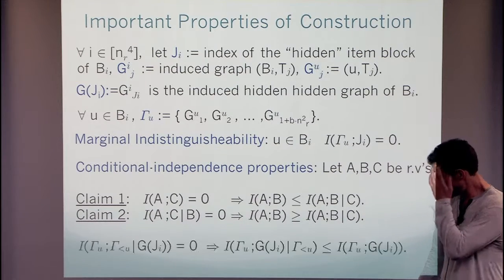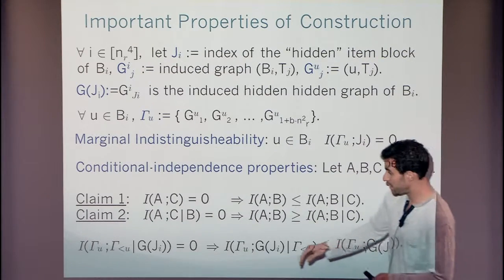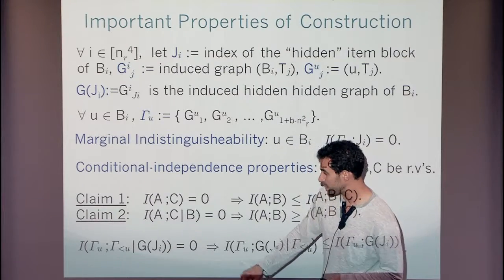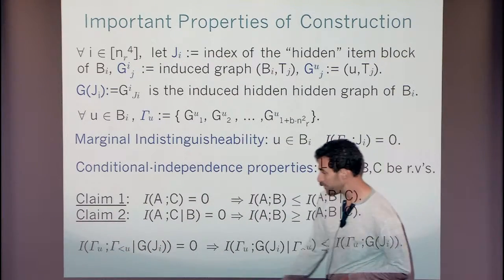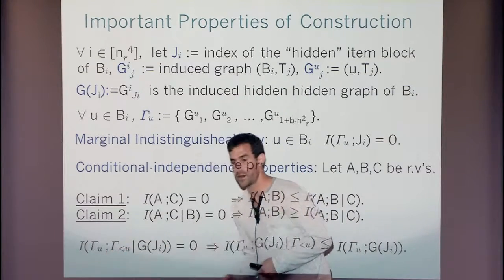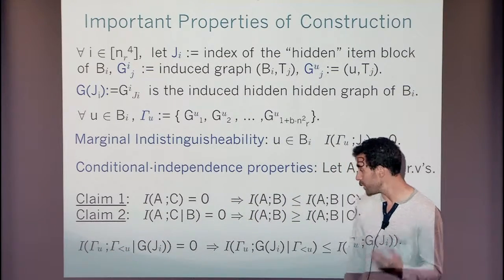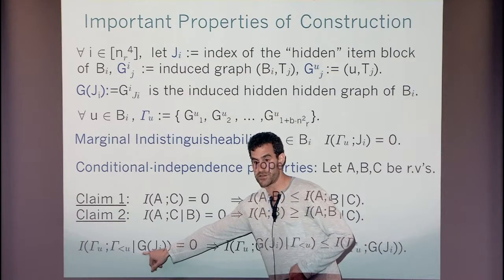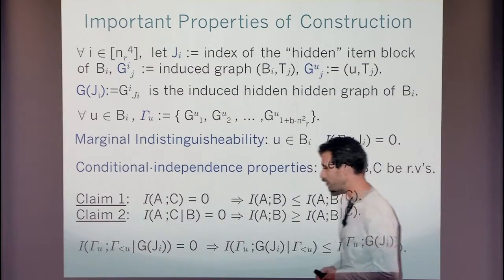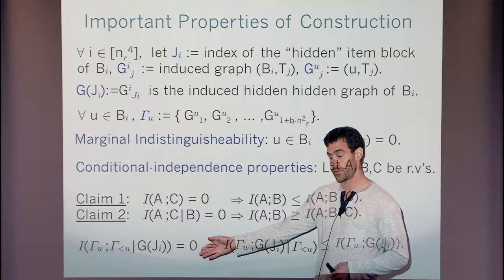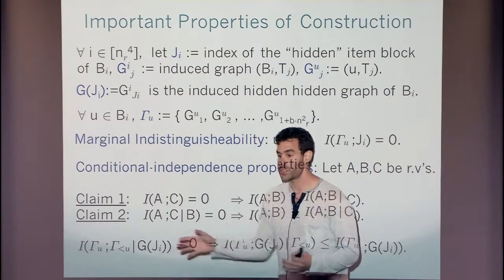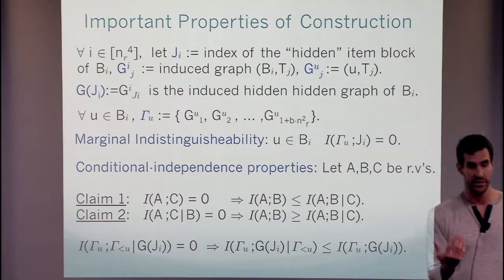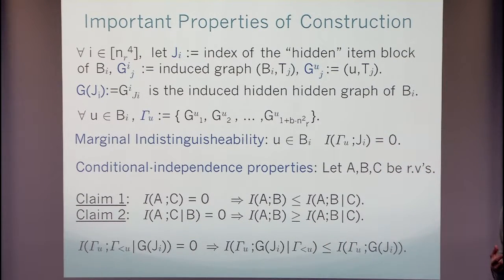So in particular, we will have the following corollary. For the input of any bidder u, the mutual information between the input of bidder u and the inputs of the bidders prior to u, conditioned on the hidden graph, is zero, right? Because we said that G_{J_i} is the hidden graph. It correlates the inputs. For example, it contains a perfect matching.